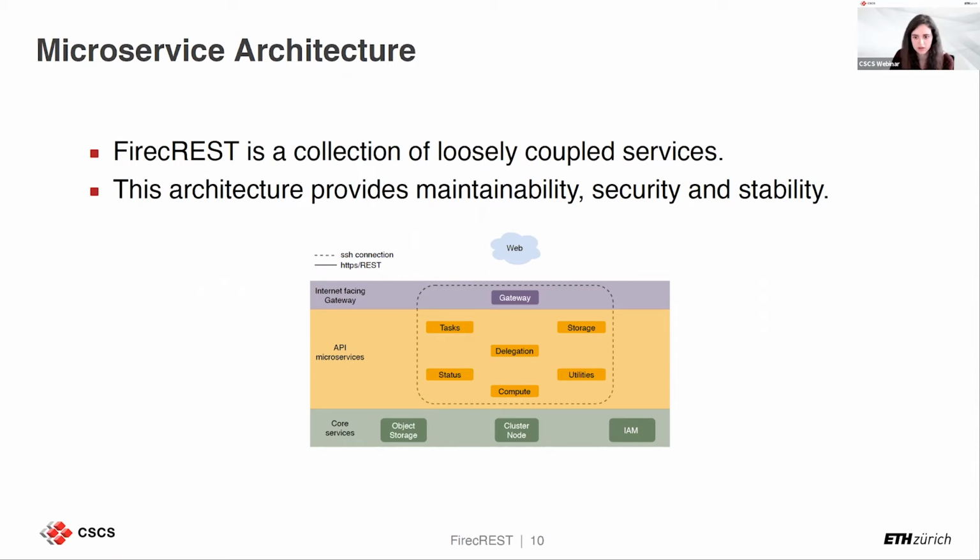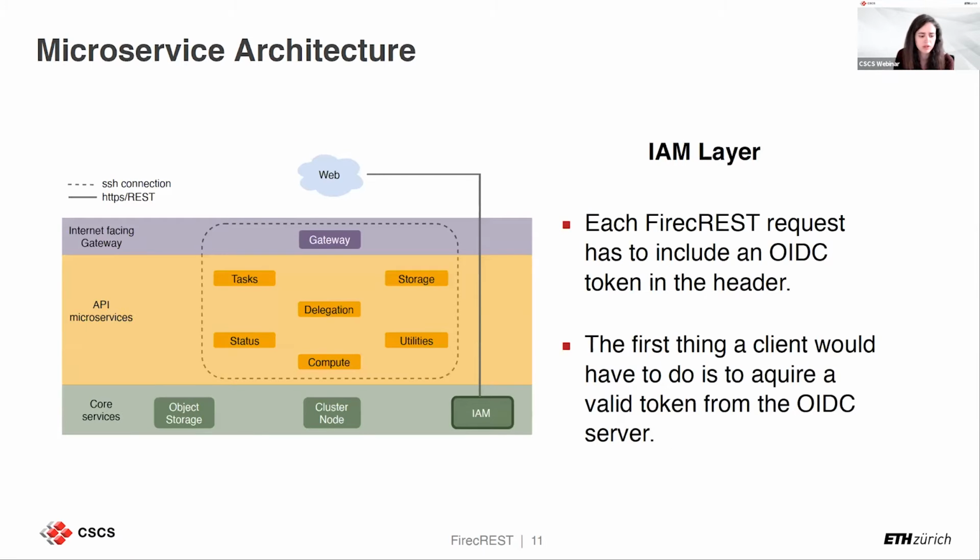We will go through a simple example. Let's say that we want to list the files inside a directory. All the requests that are made to FirecREST need to include an OIDC token in the header. So the first thing that the client would have to do is acquire a valid token from the OIDC server. And this OIDC server is not really part of FirecREST. It's managed completely separately by the site. And FirecREST will not at any point have the password or long-lasting credentials of the user. It will handle everything with this token that the user will send through the request.